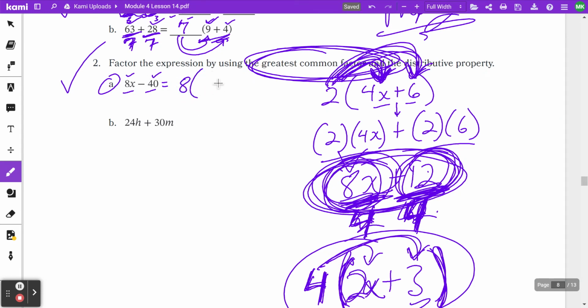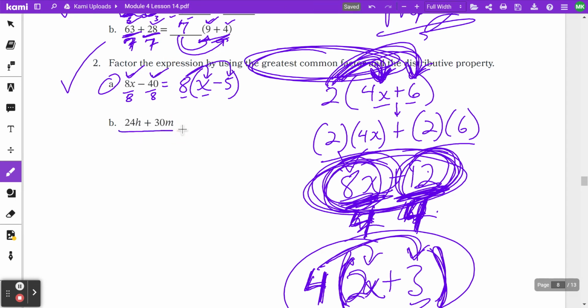So if I factor out an 8, what am I left with? Well, what's 8x divided by 8? Well, just x, right? Minus, what is 40 divided by 8? Well, that is 5. There you go. Now you want to check? Just redistribute. 8 times x, there's my 8x. 8 times 5, there's my 40, and I am good, right?